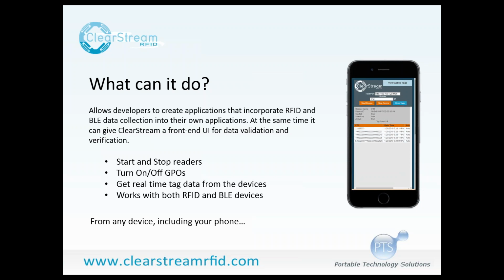So again, it goes back to being able to see what the readers are actively scanning and presenting that to the user. So from this UI here in this iPhone, you can actually start the reader and see this grid control populate with all of the tags that are actively at that location. I'm going to show you that in just a bit here, kind of in a live demonstration. And again, at the bottom here, I just say from any device, including your phone. So it's really powerful in that it can extend what you can do with ClearStream to different devices.